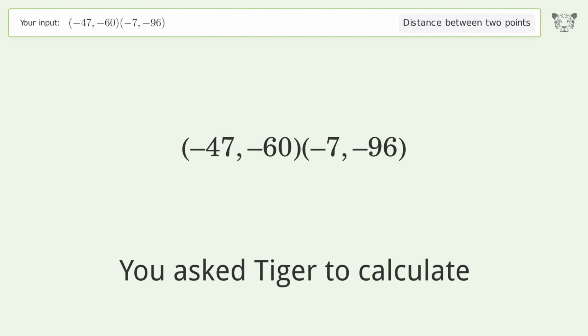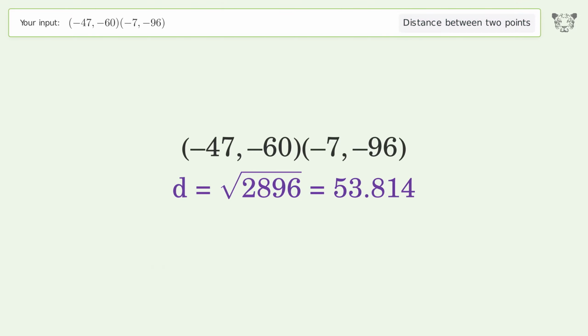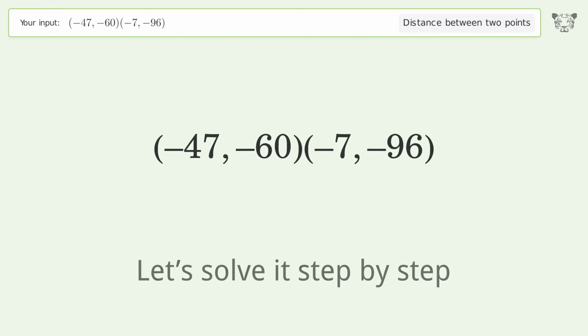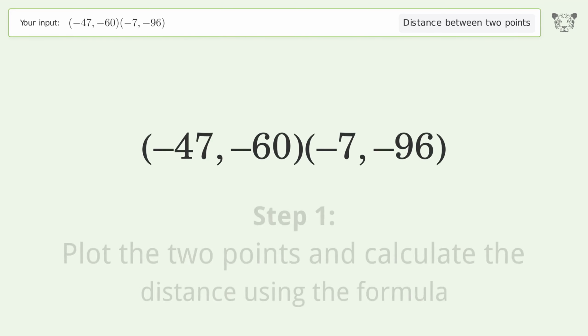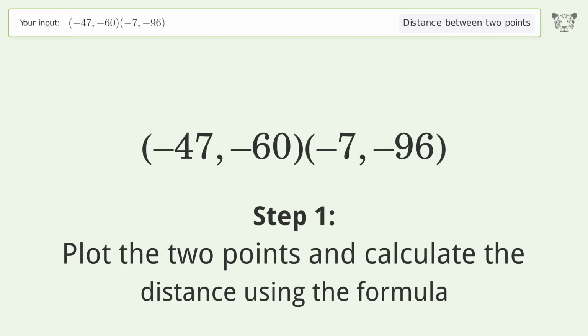You ask Tiger to calculate. This deals with the distance between 2 points. The distance between the 2 points is the square root of 2,896, or 53.814. Let's solve it step by step. Plot the 2 points and calculate the distance using the formula.